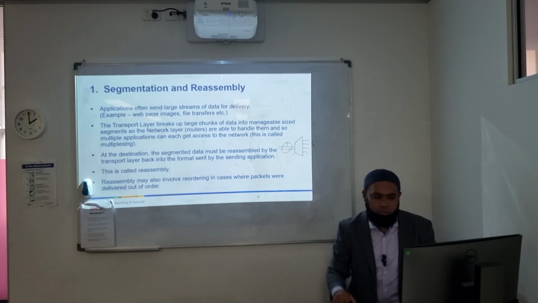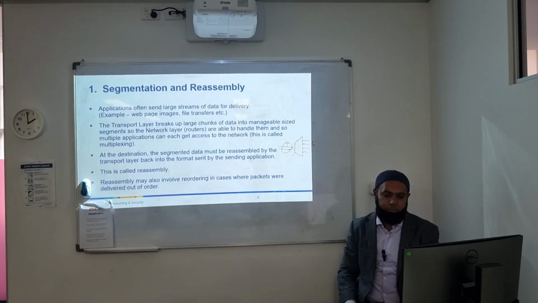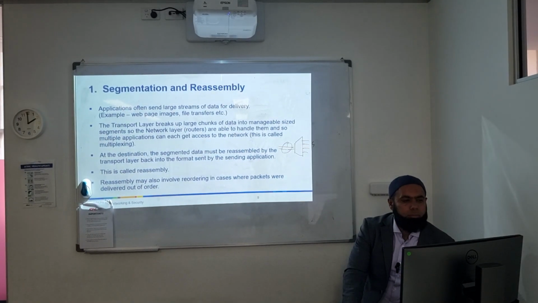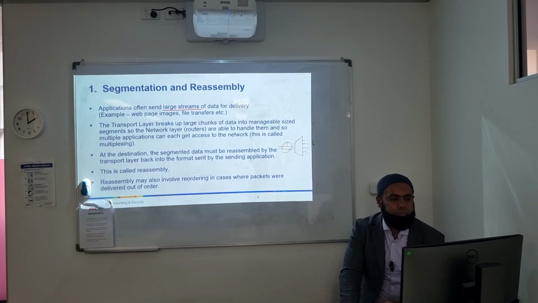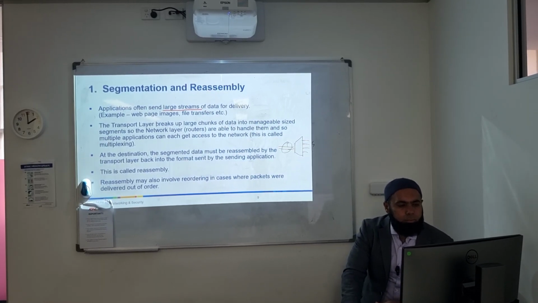Okay, can you please read this slide a bit loud? Applications often send large streams of data for delivery, for example web page images and file transfer. The transport layer breaks up large chunks of data into manageable size segments so that network layer routers are able to handle them.